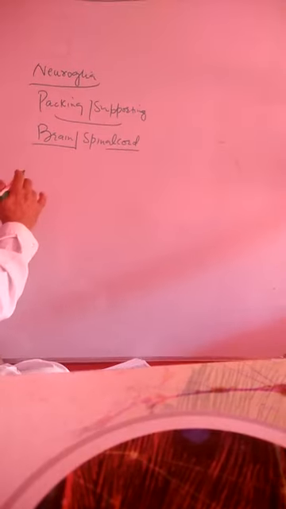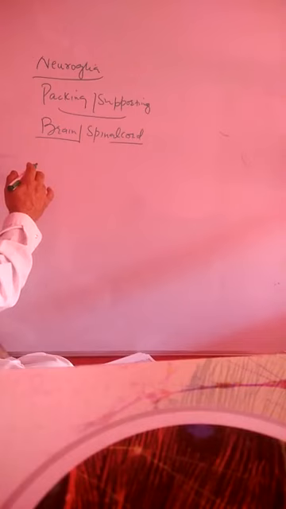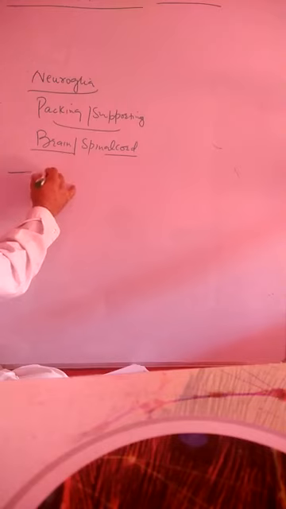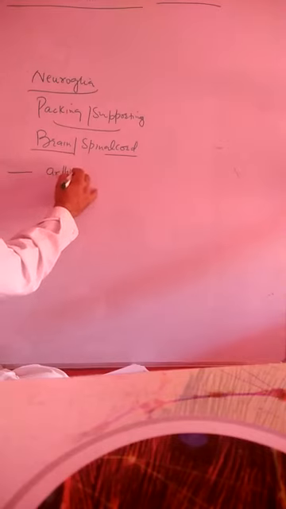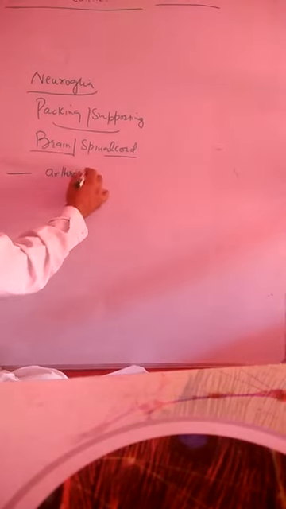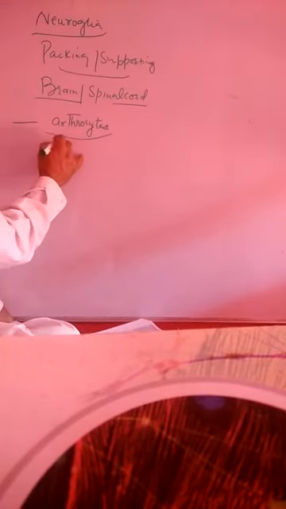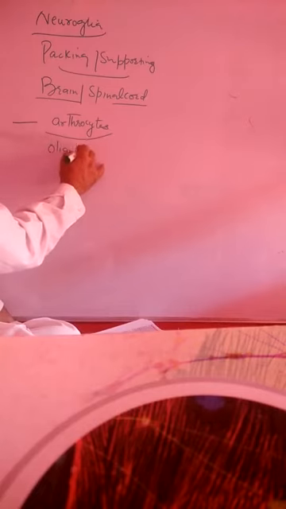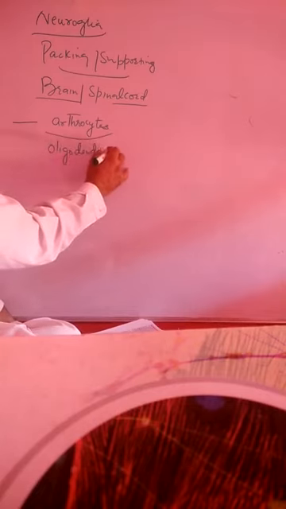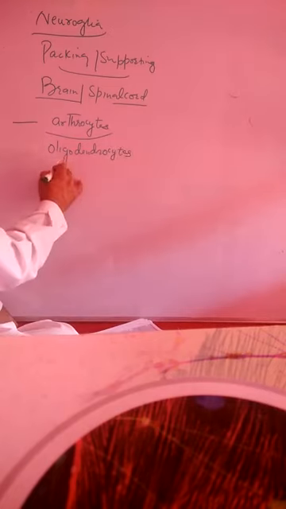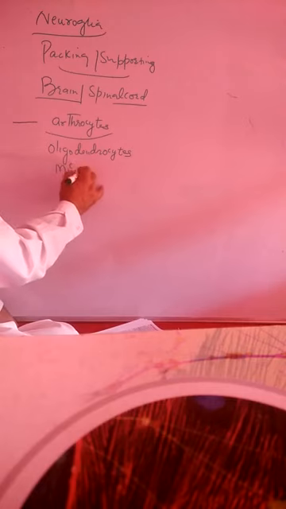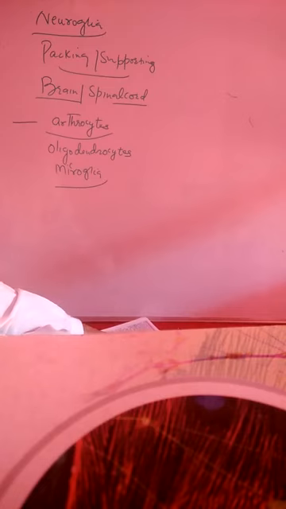There are different types of neuroglial cells, or glial cells, or glia. First is astrocytes. Oligodendrocytes is another type. And we have microglia. This is the third type of neuroglial cells.